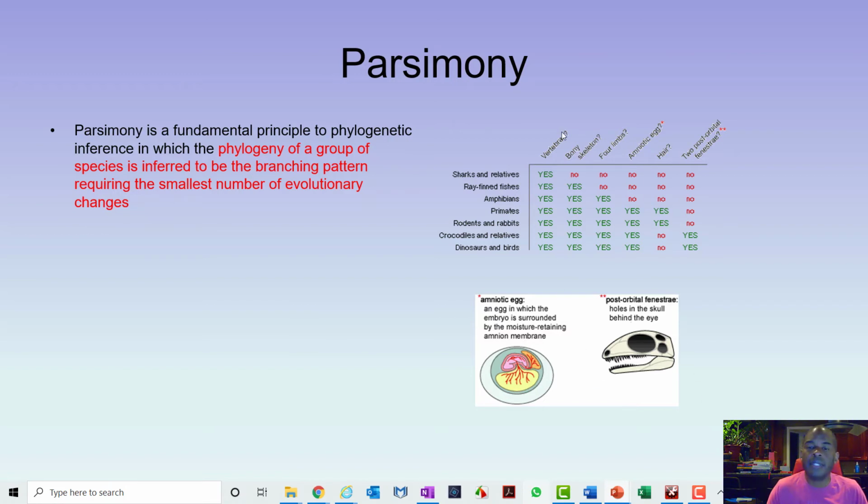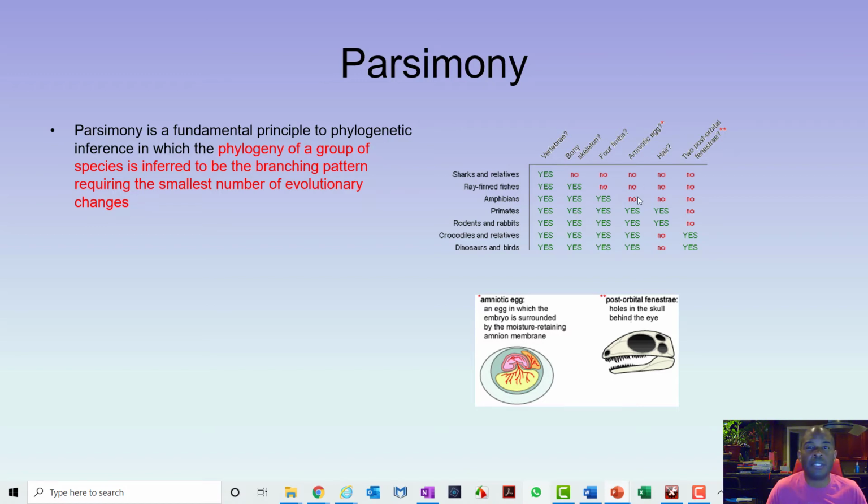So here is a table. This is a shared derived characteristic table. So vertebrate, having a backbone, all these categories of animals have a backbone, yes. Bony skeleton, well, the shark doesn't, so that's a no. And so if we start grouping them, all of a sudden the shark, because it has this one missing characteristic, it's an outgroup. 4 limbs, well, the bony fish don't have 4 limbs, and the other ones do, so they're all going to be grouped together, and that's a no.